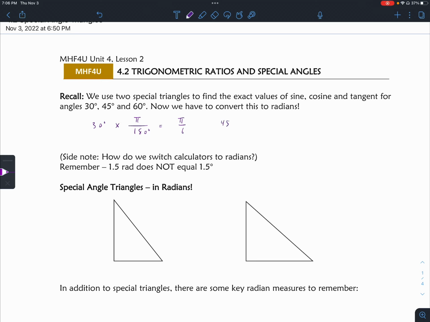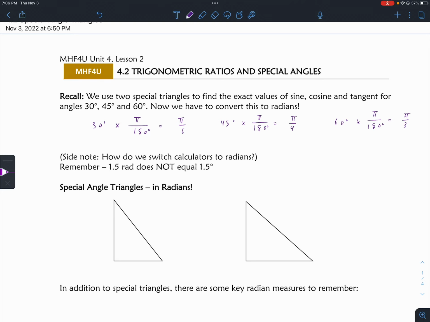Now 45 degrees is going to be pi over 4. Okay, so 45 times pi over 180. And then lastly, 60 degrees is pi over 3. Okay, so you're going to need to memorize these three angles in radians.